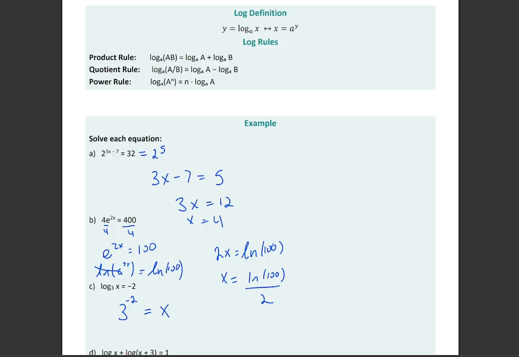There's a few different ways to think about this one. You could take 3 to the both sides. Like I said, a few different methods. Here, I think the easiest one is just to rewrite it. We immediately get what x equals, 3 to the minus 2, which of course is 1 over 3 squared, which is 1 over 9. So we could say x equals 1 over 9 here.